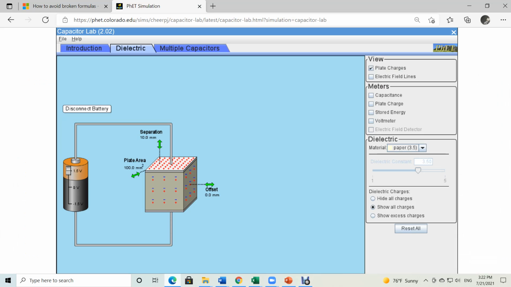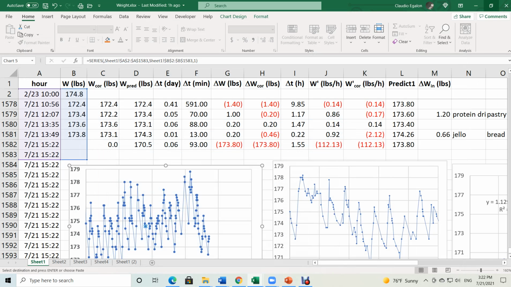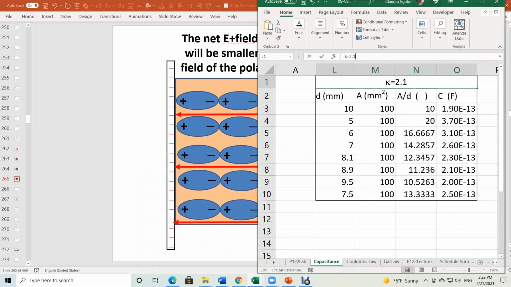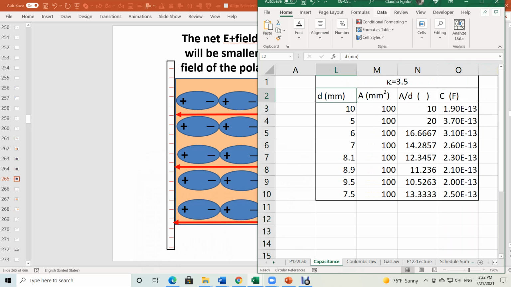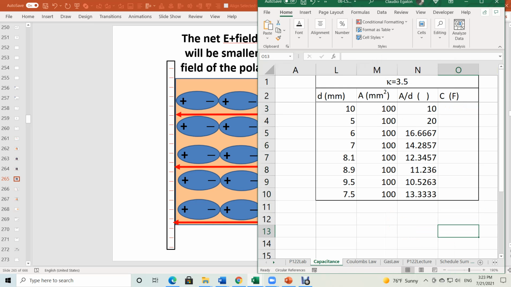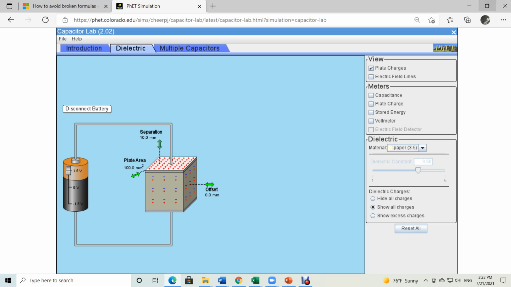What is the 3.5? Now it's 3.5 kappa. 3.5. We're going to use the same dimensions. All you have to do is change the kappa. Clear contents. Go back to the simulation. Don't forget, the capacitance must show up there. We don't need the voltmeter.